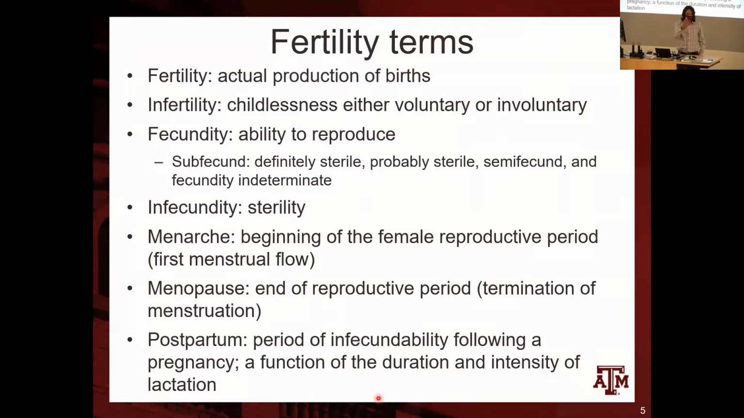Some of the reasons are the fact of them not having intercourse. Some of the reasons are because they might be using contraception. And some of the reasons are because they are breastfeeding their babies. So they're not likely to have children during the postpartum period.